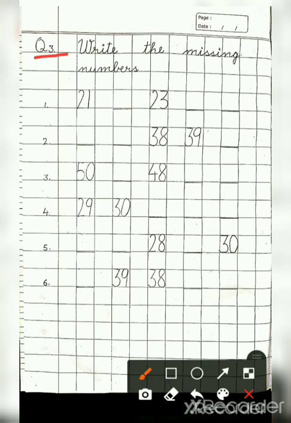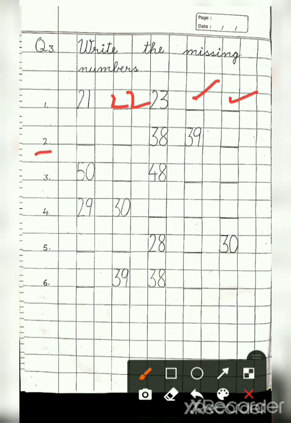Write the missing numbers. In this question, you can see some numbers are given and some are missing. The missing ones you have to complete. Write 1 and the numbers that are written: 21 and then 1 blank, then 23. After that, 2 numbers are missing. So how you will write: 21, 22, 23, 24 and 25.